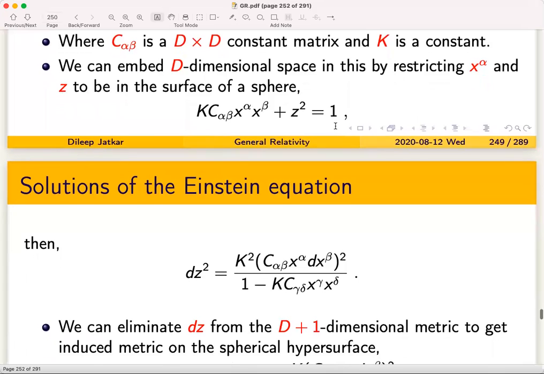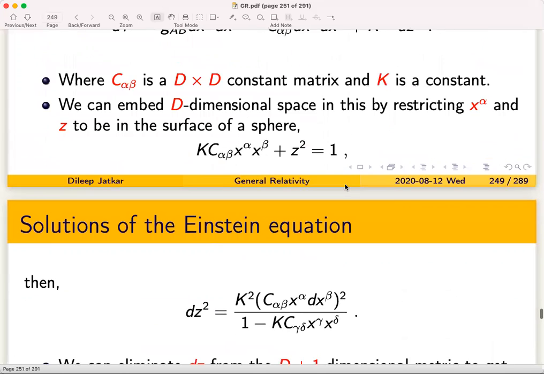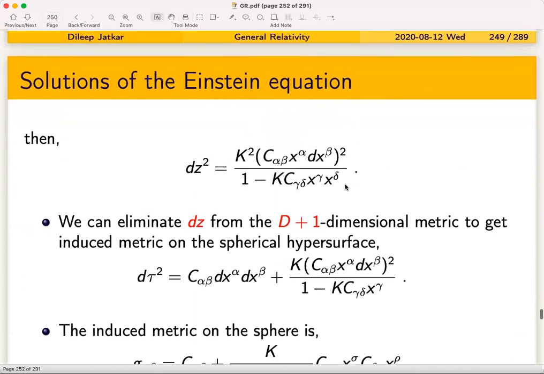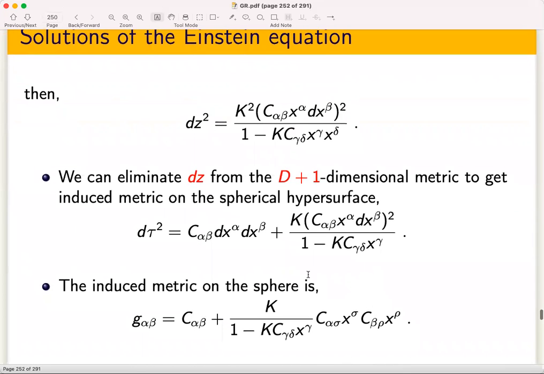So elimination of this just means that you write down z in terms of these, and then that allows you to write dz in terms of dx alphas, and you can eliminate dz squared in this equation, and that gives you a metric which looks like this. Of course it can be further simplified by pulling out some terms, and you can write down g alpha beta in this particular form.